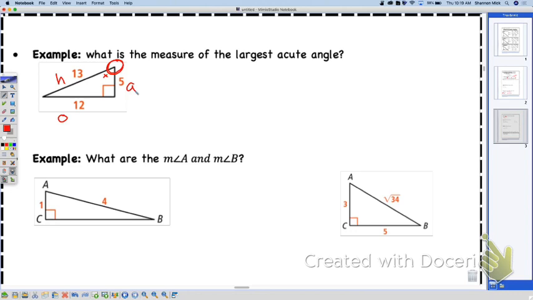If I didn't give you the hypotenuse, what function would you have to use? Sine, cosine, or tangent? Tangent. I'd have to use tangent because tangent is the only one that has the opposite and the adjacent, correct? If I didn't give you the opposite, you'd have to use cosine, because I have adjacent and hypotenuse.